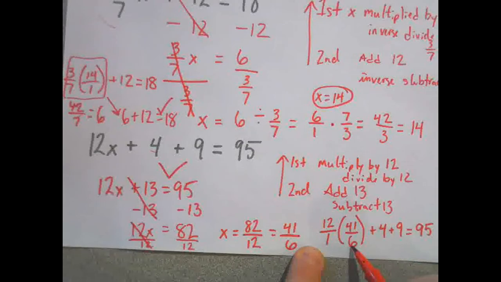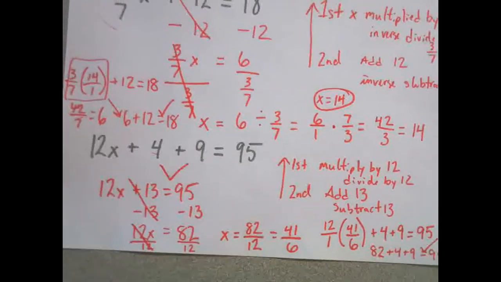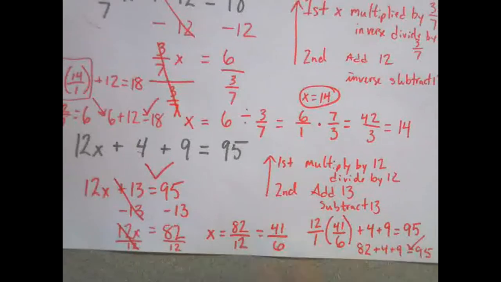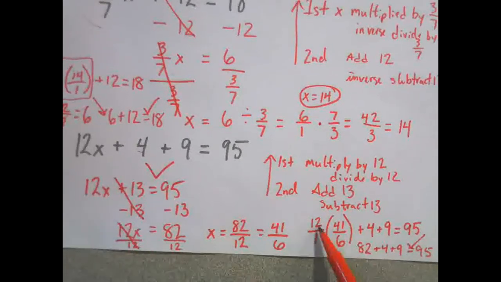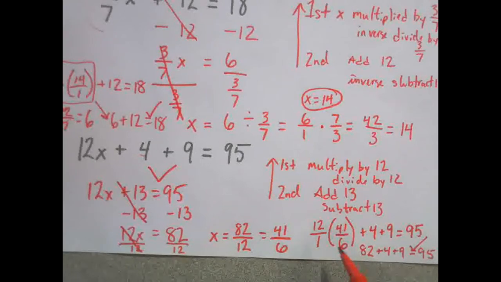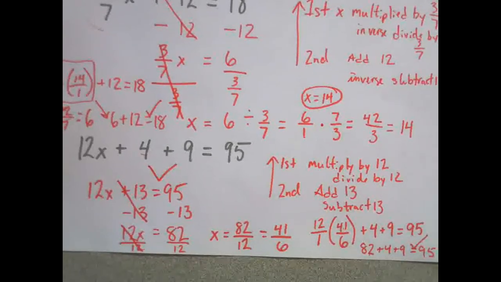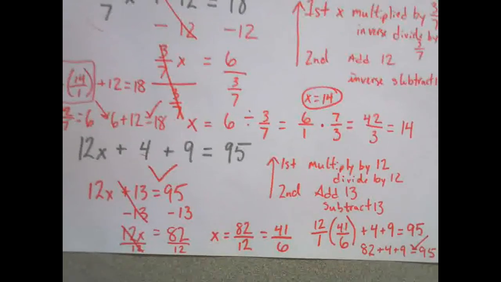492 divided by 6 is 82. Plus 4 plus 9 is 95. That's a true statement. 82 plus 13 is 95. Where did 82 come from? 12 times 41 is 492. 1 times 6 is 6. I can simplify 492 over 6 into 82. Plus 4 plus 9 is 95. All right, what are you going to do?